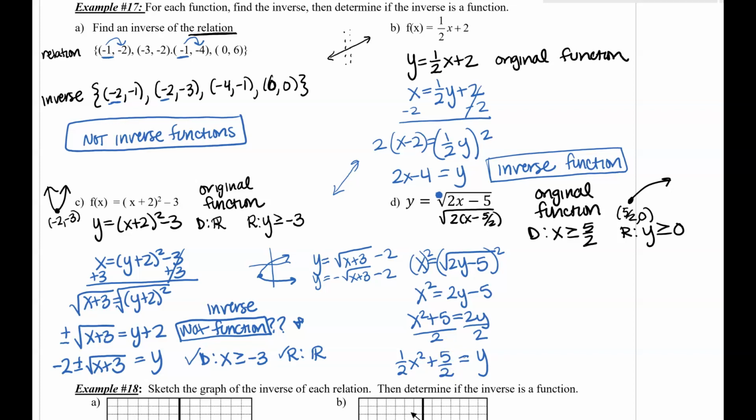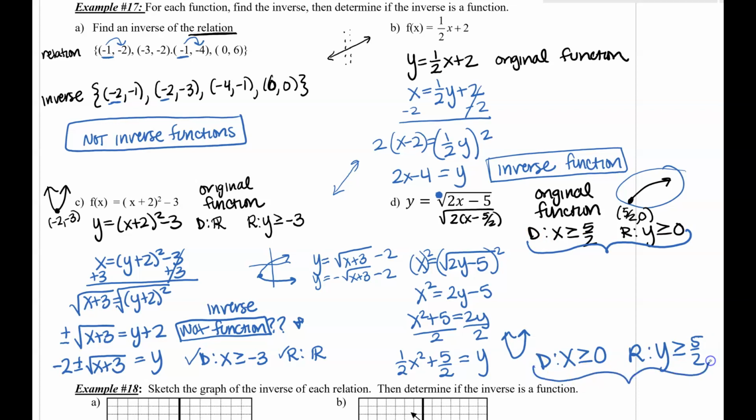Now, I want you to think for a minute about what this is. This is a quadratic facing upward. So this is something like this. That does not look like the reflection of this original graph because this graph only has one piece to it. But that's because this function can only have a domain where x is greater than or equal to 0 and a range where y is greater than or equal to 5/2 based on the original function's domain and range. The inverse has to have those switched.